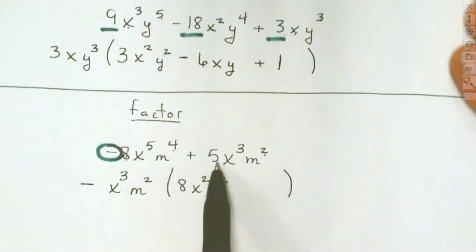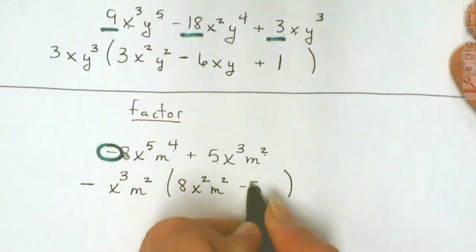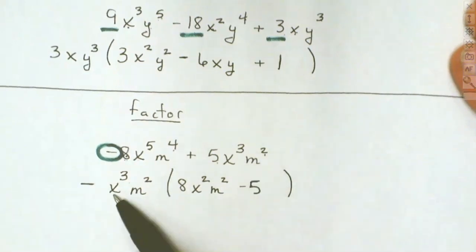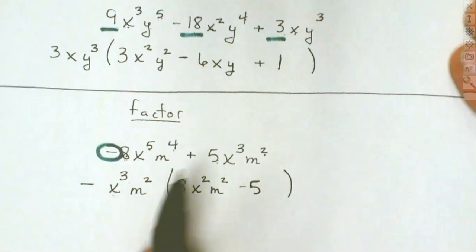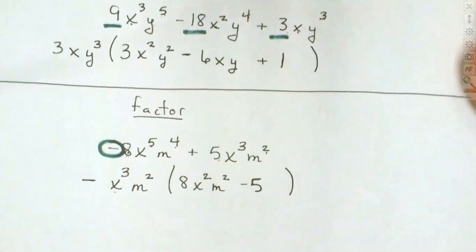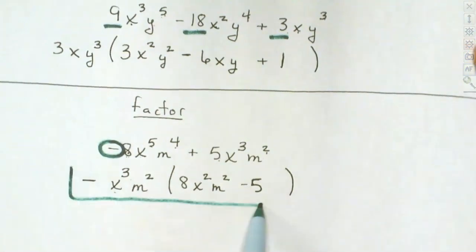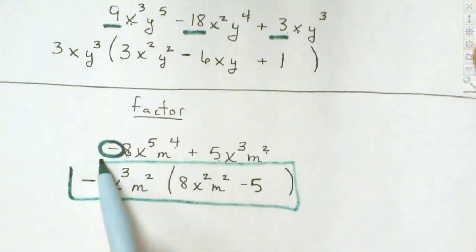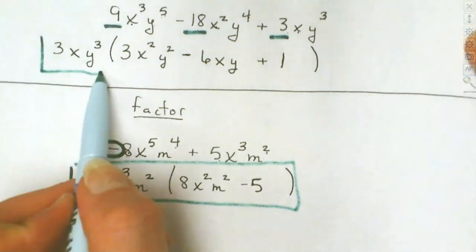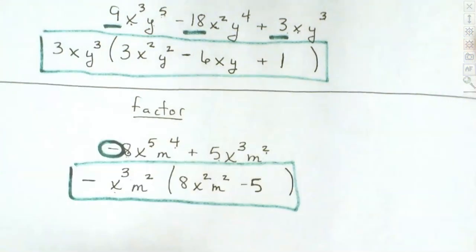That makes it an m squared. 5 divided by negative 1. That makes it a negative 5. X cubed is already taken out. M squared is already taken out. So that's as far as we can go on that. So that would be your factored, finished answer. We'll do a couple more, and then we'll take a short break.